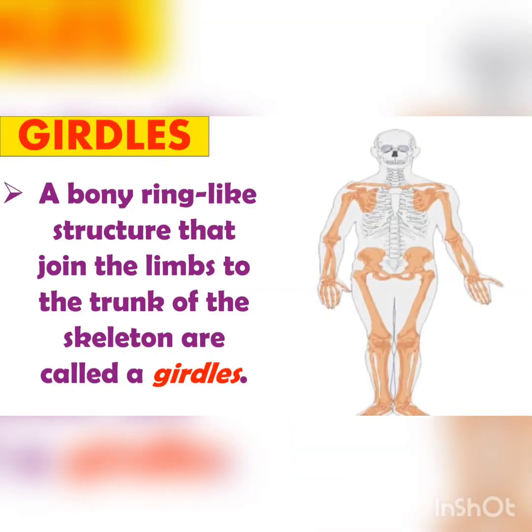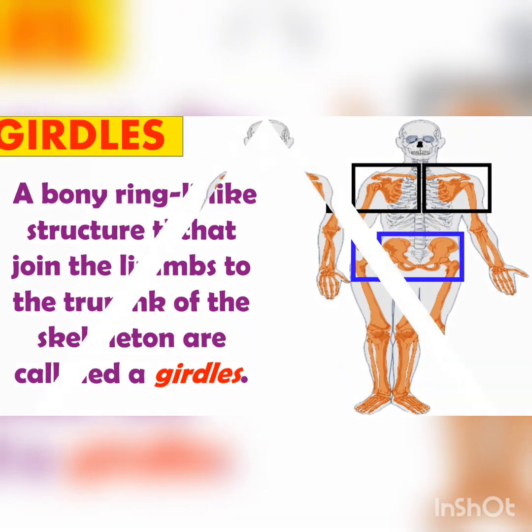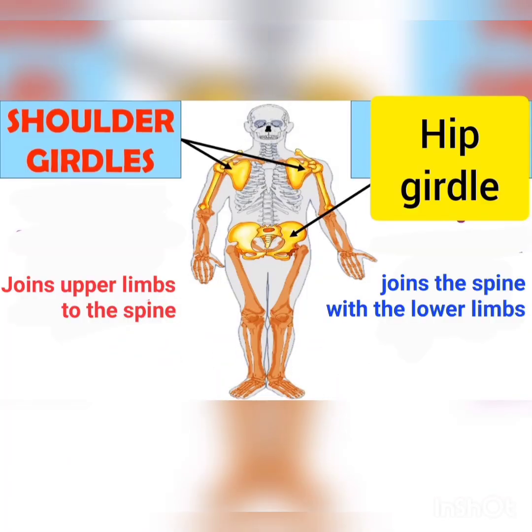One more important part of the skeletal system is girdle. There are 2 girdles in our body, shoulder girdle and hip girdle. Shoulder girdle joins upper limbs to the spine, and hip girdle joins the spine to the lower limbs.